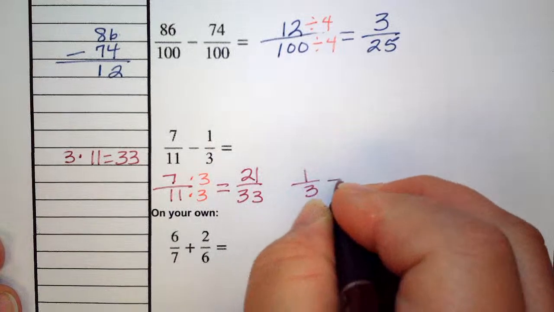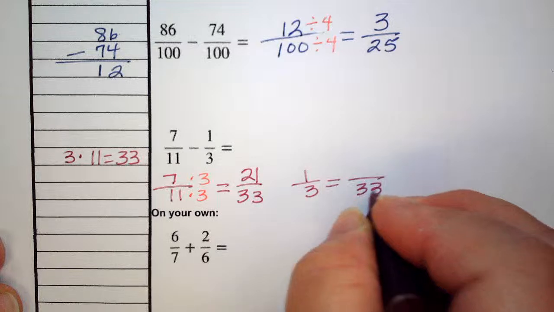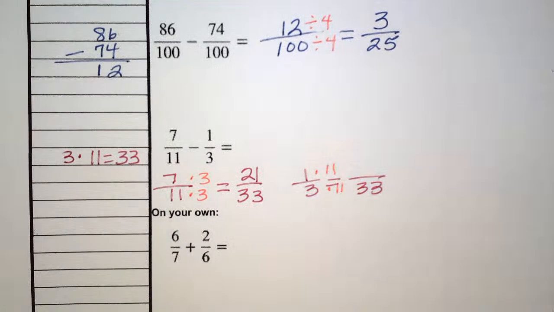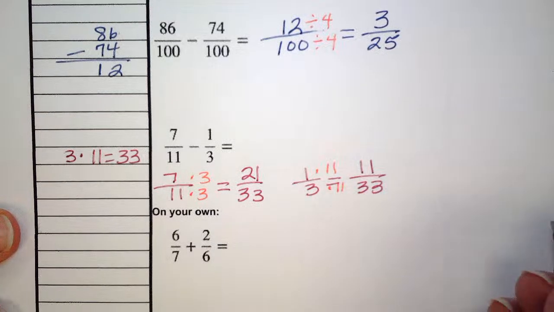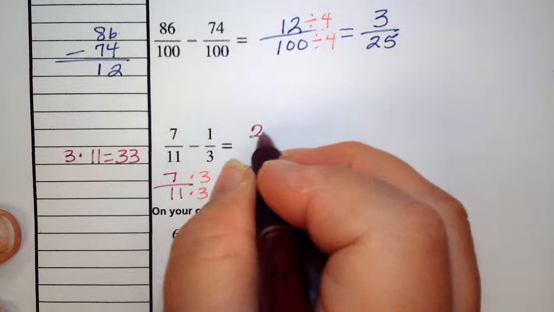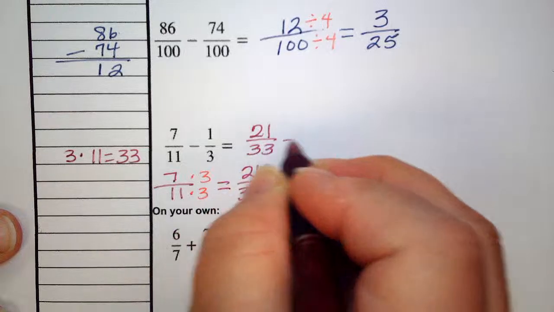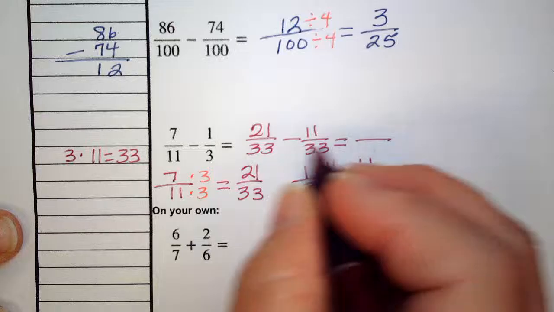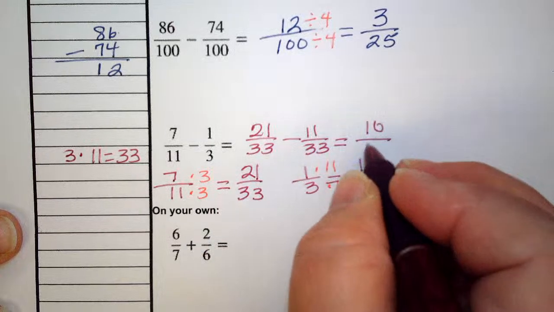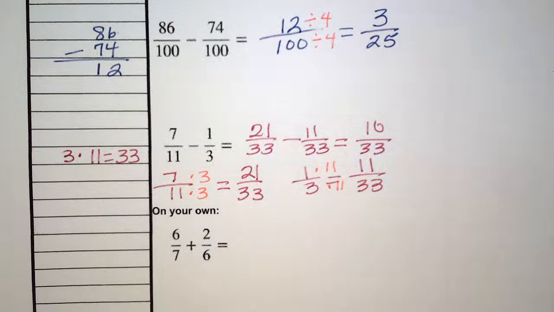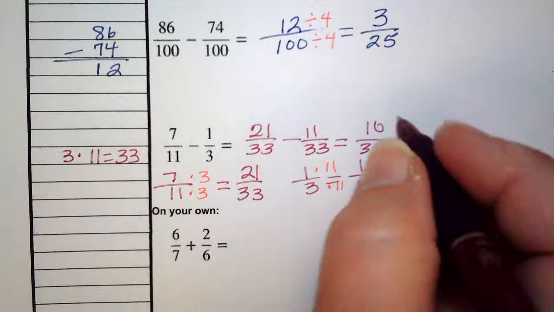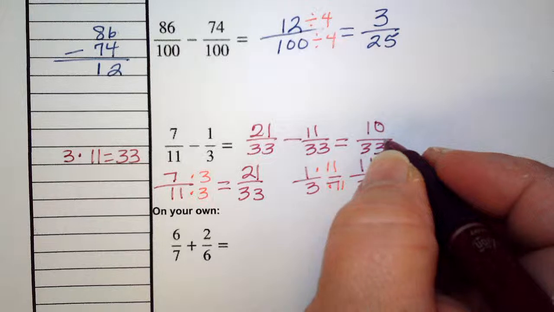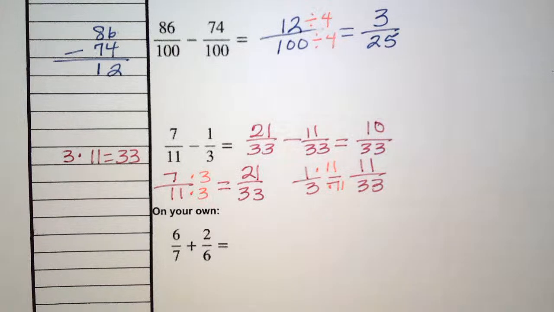1 over 3 is equal to what over 33? I'm multiplying by 11. So this is 1 times 11 is 11. This is equivalent to 21 over 33 minus 11 over 33. 21 minus 11 is 10. 10 over 33. Can I simplify? No. 33 has the factors of 1 and 3. 10 is even, and it does not have a factor of 3.